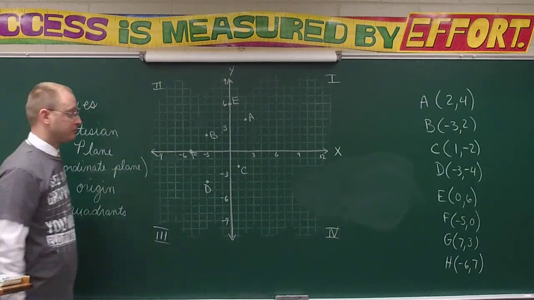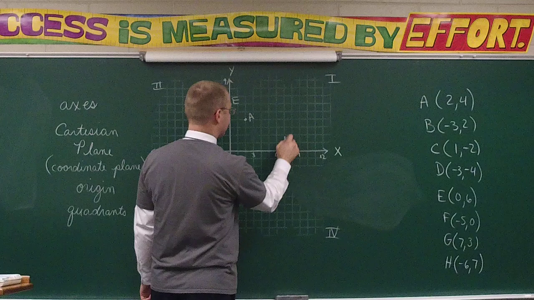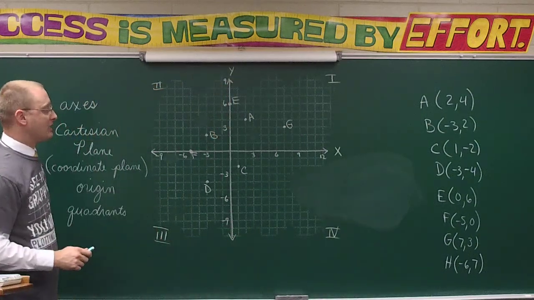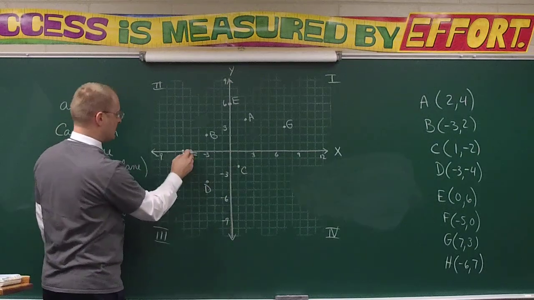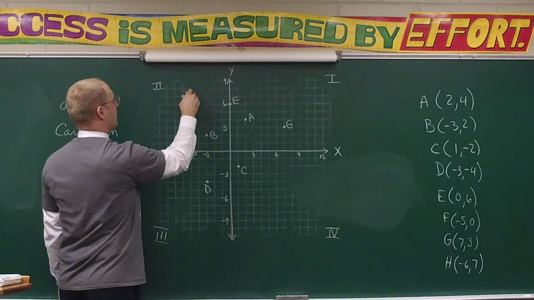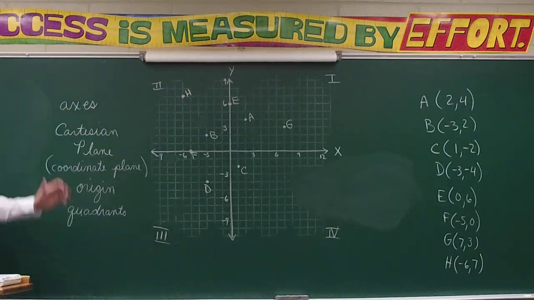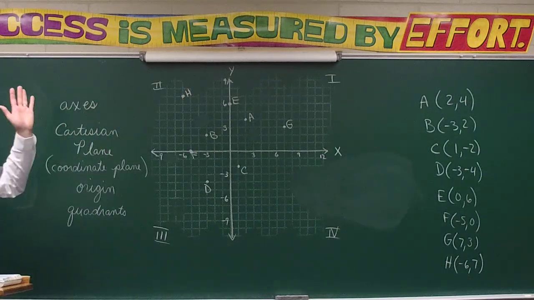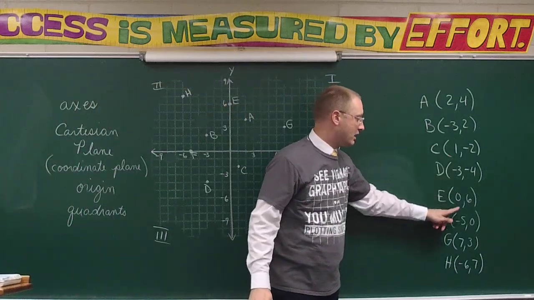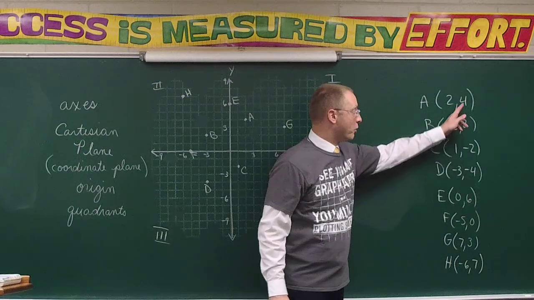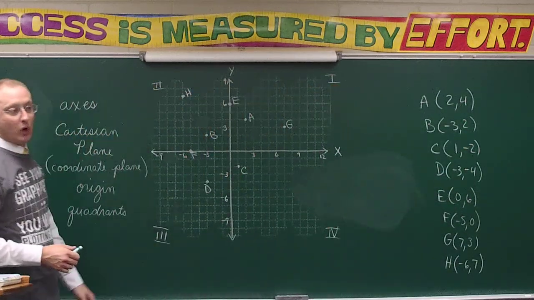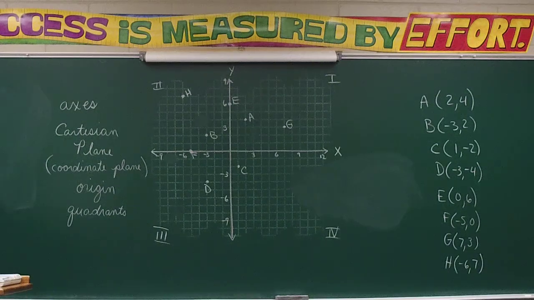Letter G. First quadrant again. We'll go forward 7, upward 3. And then H is in the second quadrant again. We'll go backward 6 and then upward 7. Would be right here. And there's my point H. How many had all 8 points in the exact same locations? Again, the x values, class, are referred to as the abscissas, and then the y values are called the ordinates. The location of a point is called the point's coordinates.